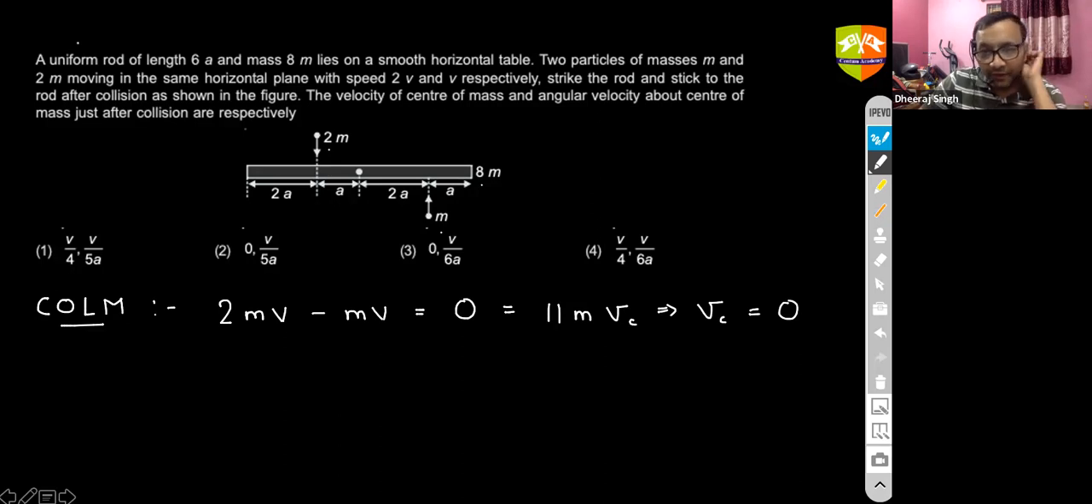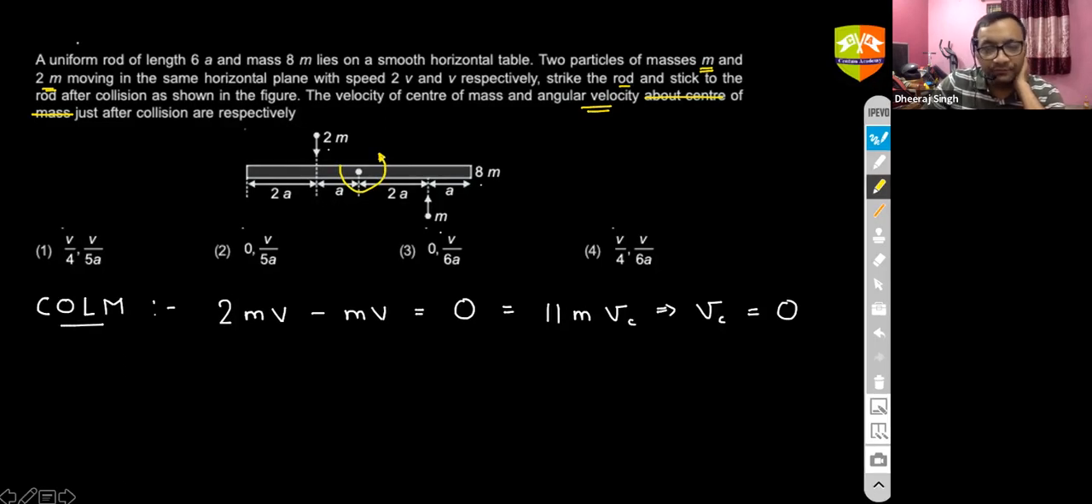Okay, people are getting different answers. Two particles of mass m and 2m strike the rod and stick to the rod after collision, find the velocity of center of mass and the angular velocity about the center of mass. See, when they say angular velocity about the center of mass, it doesn't mean anything. They should have just said, what is the angular velocity? They don't need to write that. Angular velocity is the same about any point.